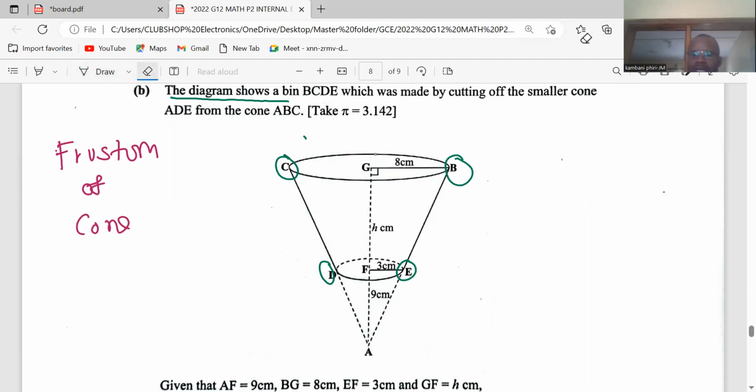All right? Now, we're able to see that the radius of this bigger cone is 8, whereas the radius of the smaller cone is 3. The height of the smaller cone is 9, but the height of the bigger cone is from here all the way up to 9. We need to appreciate that. Now, what is the question?